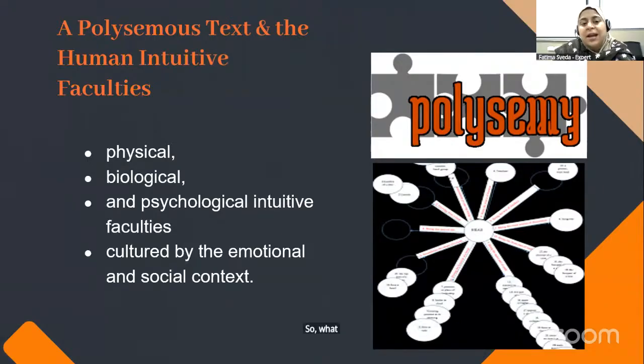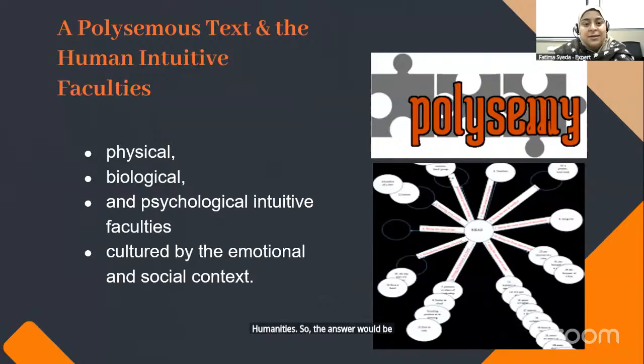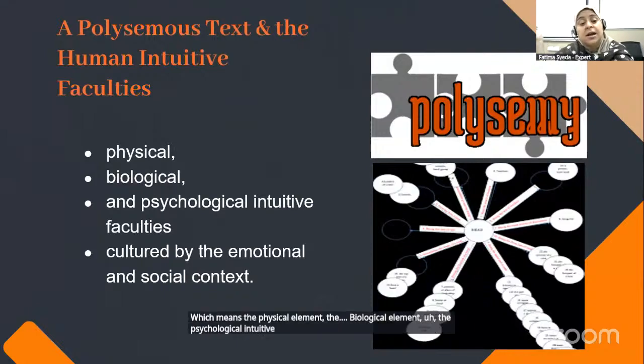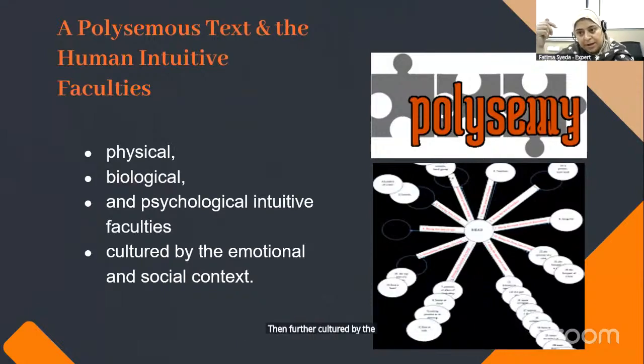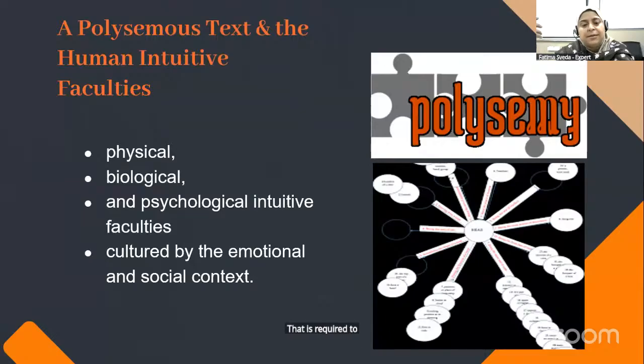So what kind of faculty would be required to analyze or to create or to write within the field of humanities? The answer would be that artificial intelligence provides us general intelligence, it provides us ingenuity, but what is missing here is the human intuitive faculties, which means the physical element, the biological element, the psychological intuitive faculties, which are then further cultured by the emotional and social context. This means that there is something human that is required to engage with all the disciplines in the field of humanities, specifically literature.